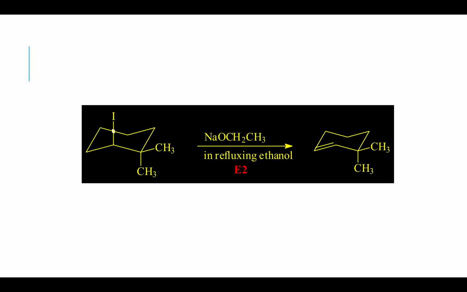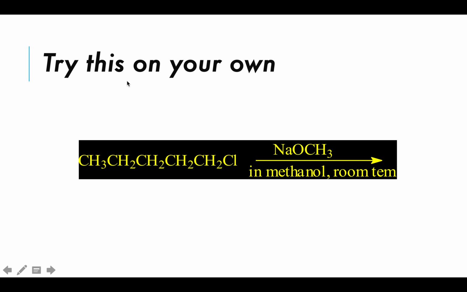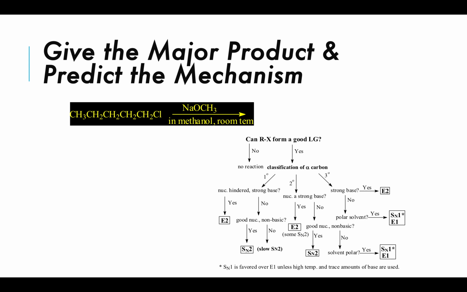Now, look at the product. It had to get a proton, and the only proton available was here. So did we form a Zaitsev product? No. Why? Because you couldn't eliminate anything here to form a tertiary alkene. There's no protons here. Remember, you need to remove a proton from an anti-periplanar position from your leaving group. Okay. Try this now, and then pause your video.